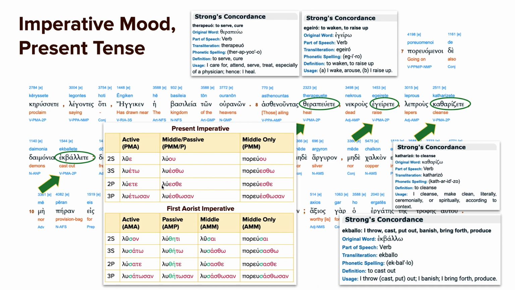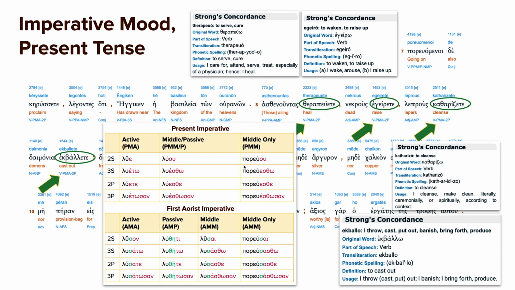Lueste would be talking to a group of people, be loosed. Like the jailer's going up to all the prisoners, he opens the door and he says, be loosed, lueste, talking to multiple people directly. And then this one is third person plural. So if you want all the prisoners to go and you're the jailer, talking to your assistant or your prison guard, let the prisoners be loosed, then you would say luestosan, let them be loosed. So talking about a third party, a plural group of people that you're not directly talking to.